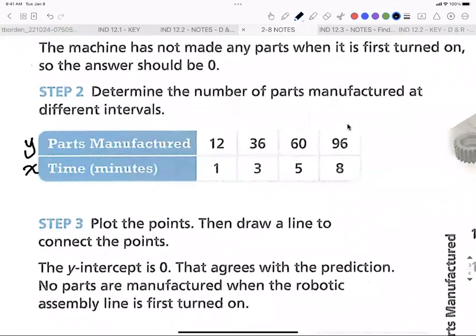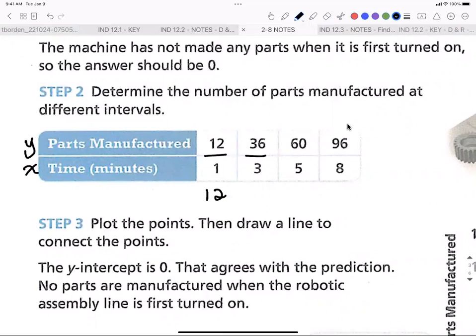Y's are on top, but that's okay. We're getting smart enough that we can figure it out. Our time in minutes, that's what we could reduce to a 1 and get a unit rate. So we're going to leave that as our x. So if we create a proportion with our y's on top, 12 over 1 reduces to 12.